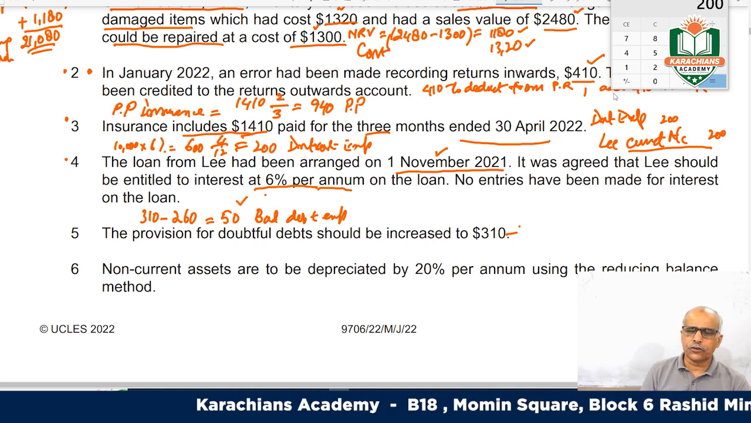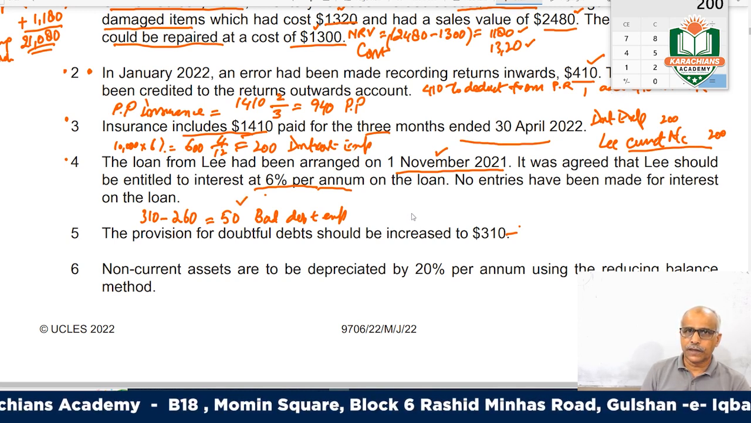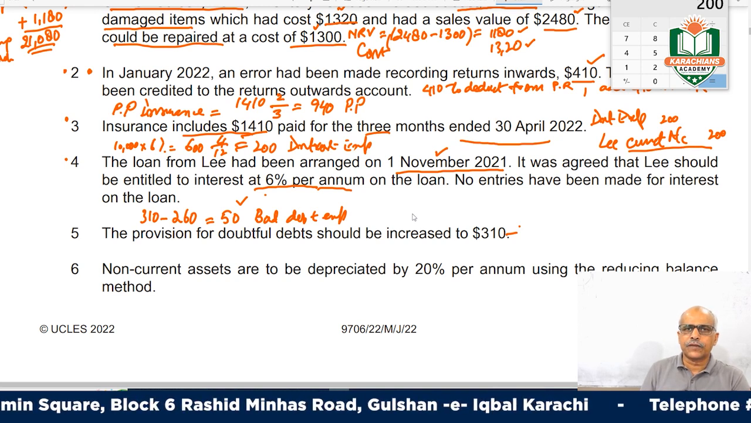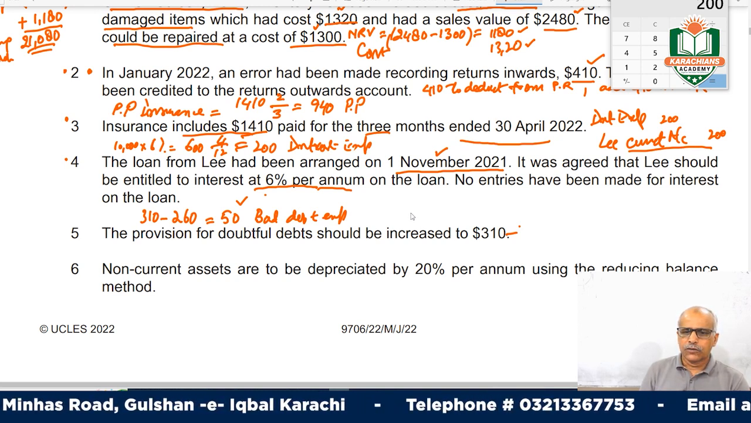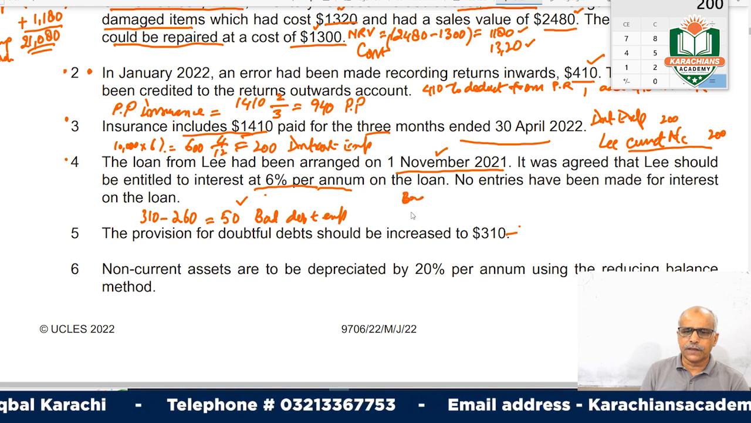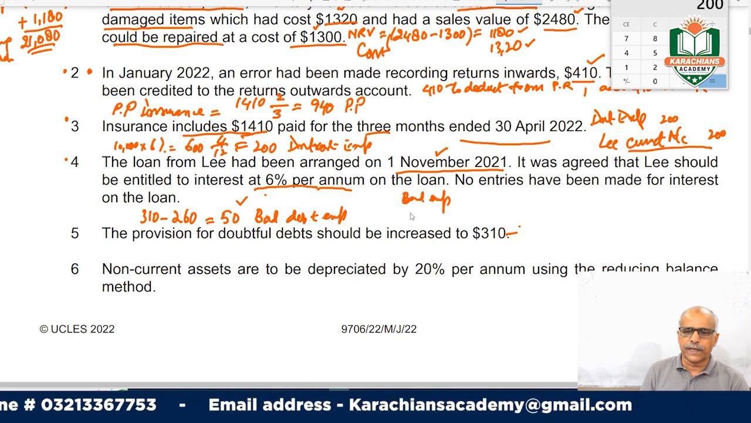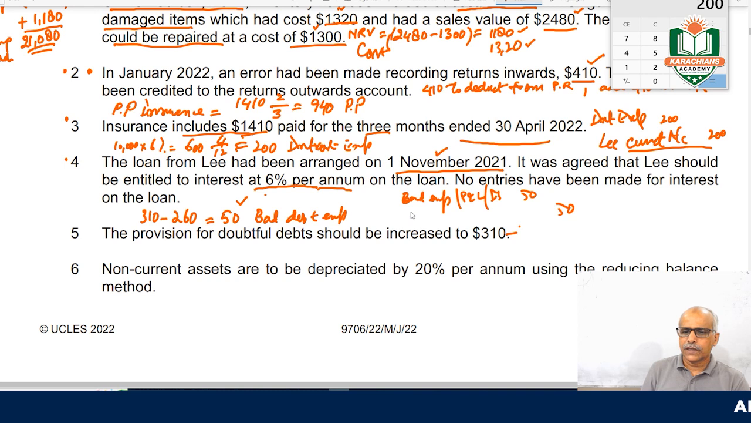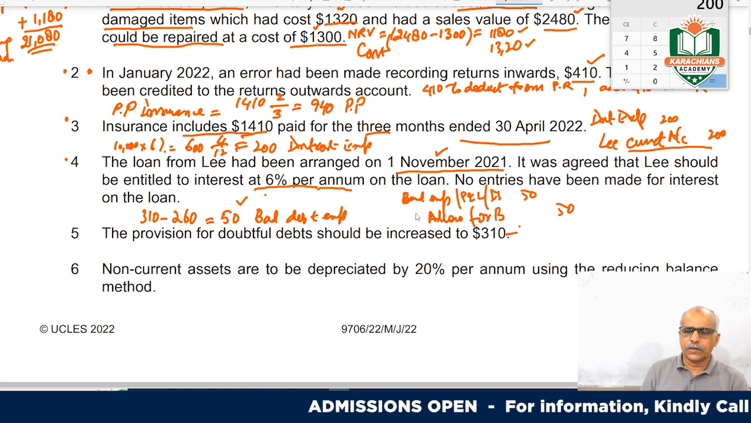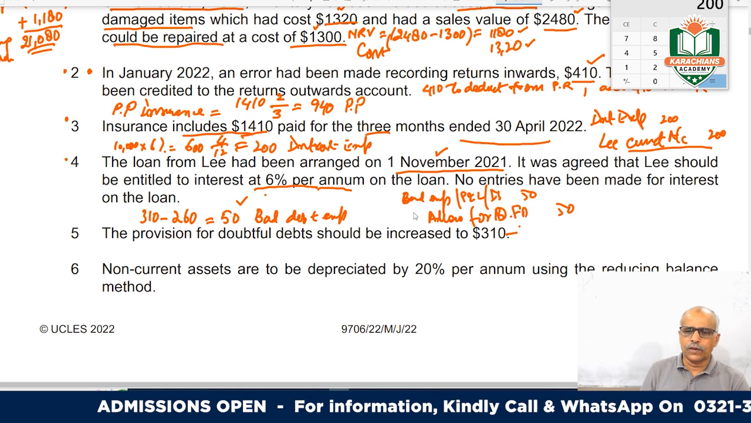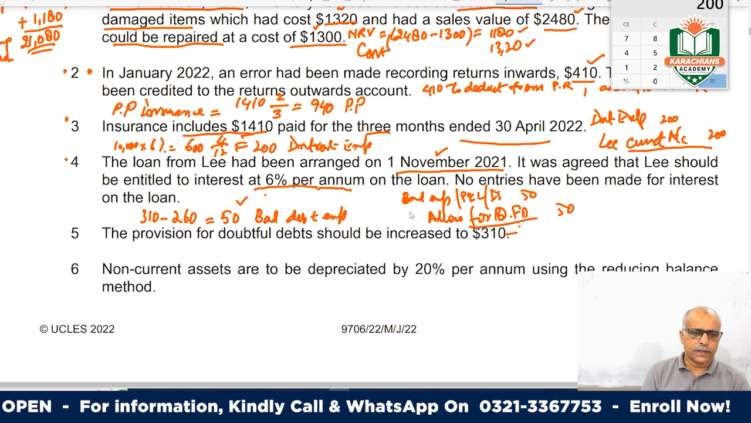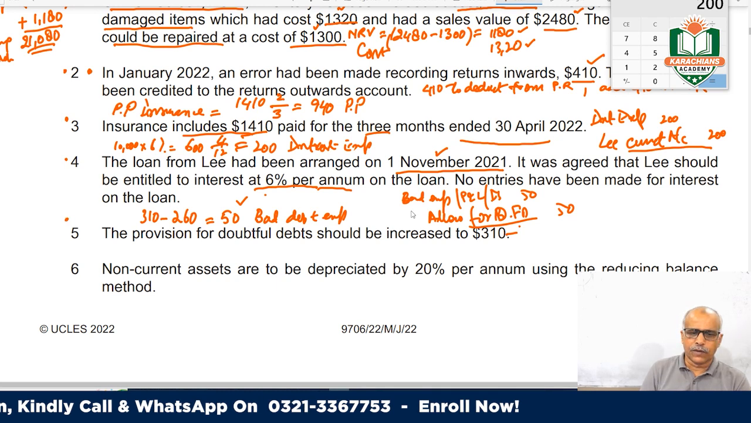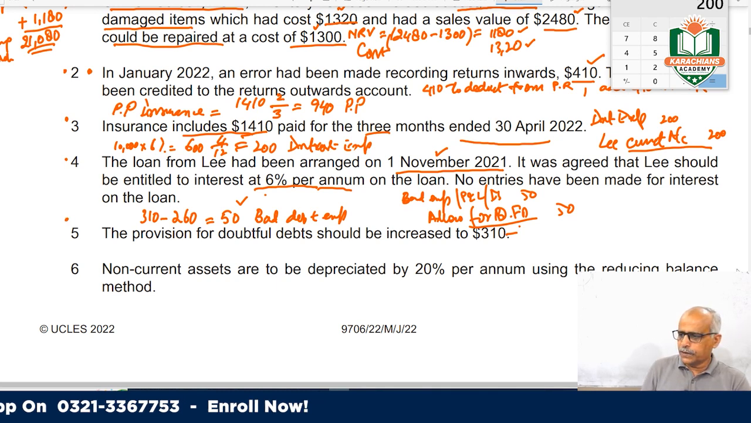The 50 you will charge to your profit and loss, right? You are not supposed to make the entry, but I am just making your concept clear. So either you can say this will affect bad debt expense or your P&L or your income statement, whatever. 50 and 50 you will credit to allowance for doubtful debts, right? So we will consider this while making our income statement.